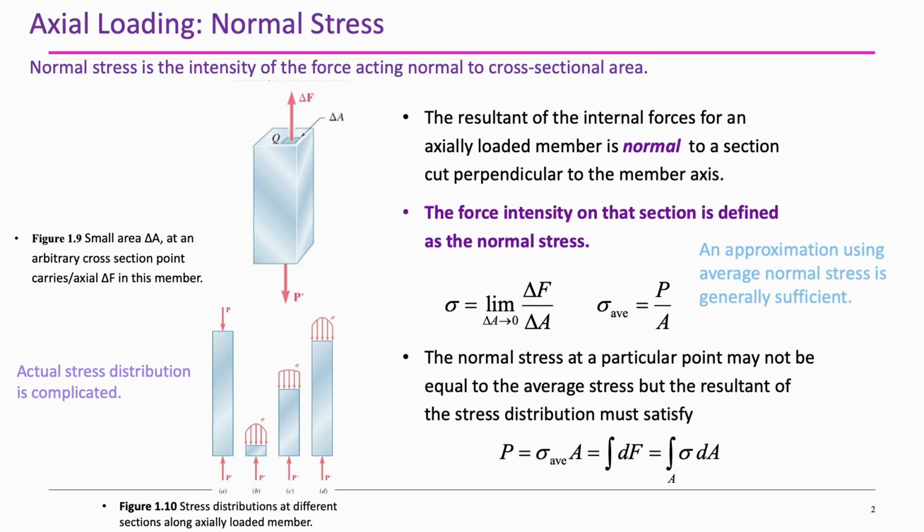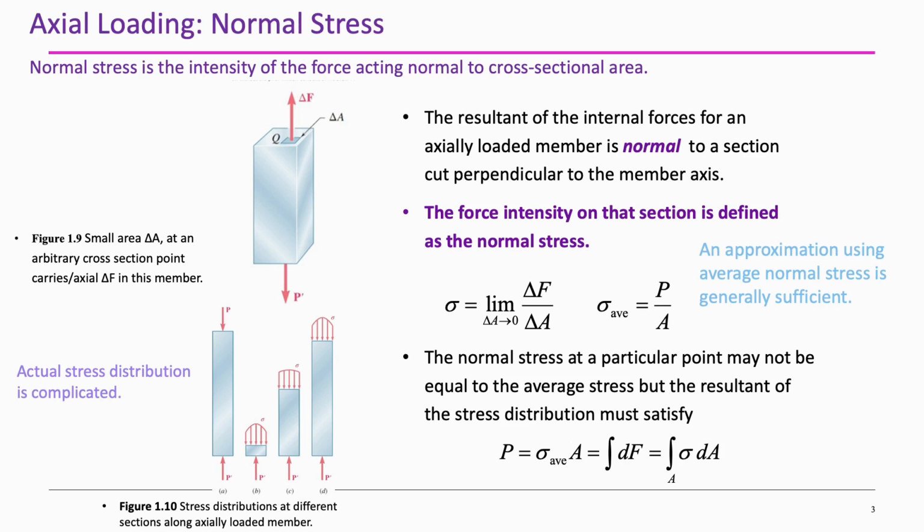Let's consider a small area delta A surrounding this point Q, and a force of delta F is exerted on delta A. When this delta A approaches zero, this area becomes a point, and the normal stress at point Q is defined as delta F over delta A. As I indicated before, the stress sigma at point Q varies across the section, and it differs from the average stress value. However, this variation is small in any section away from the points of the application of the loads.